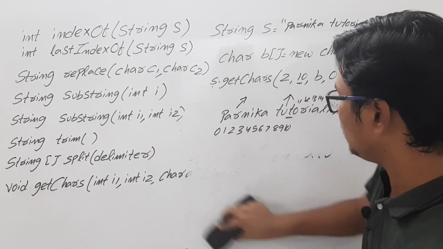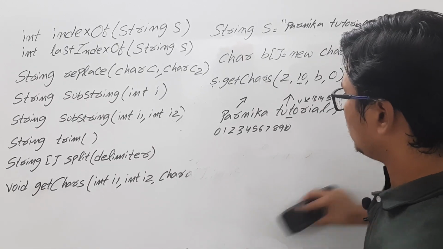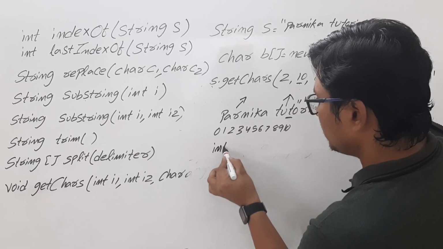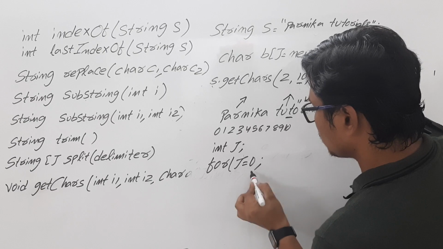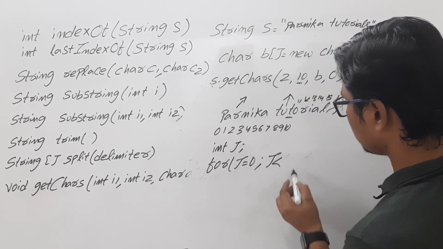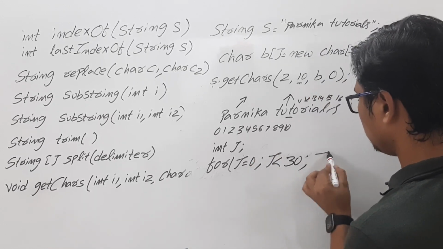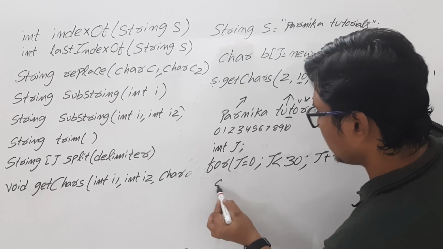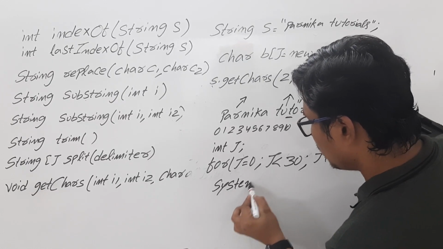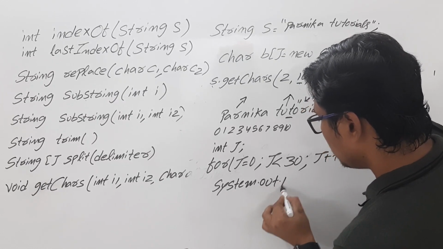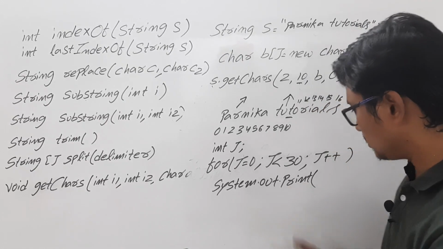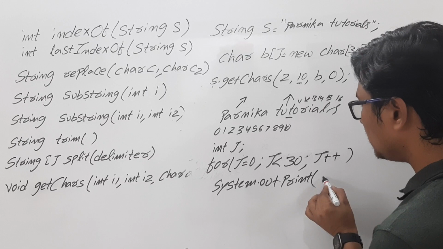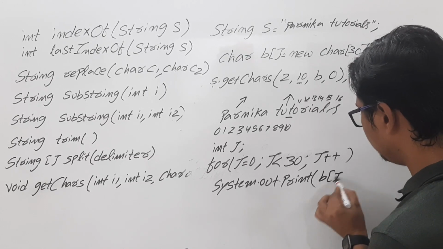How can you do it? You can declare some variable int j, then you can write for j is equal to 0, j less than, what is the size? 30, j plus plus. If you write System.out.print, because after printing I don't want to go to the new line, it should be in the same line, so print b of j.